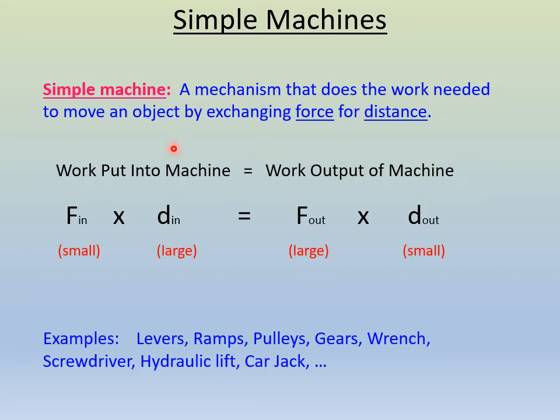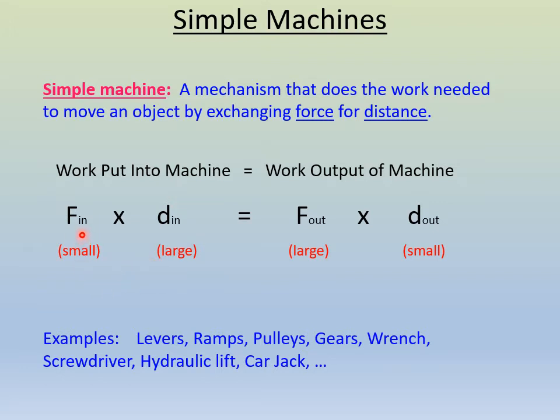We can't get work for nothing, but we can use and exploit the definition of work to do a little trick here and turn this simple machine into a force multiplier. So remember, our definition of work is force times distance. So the work put into the machine is the work that the person using the machine is going to do.